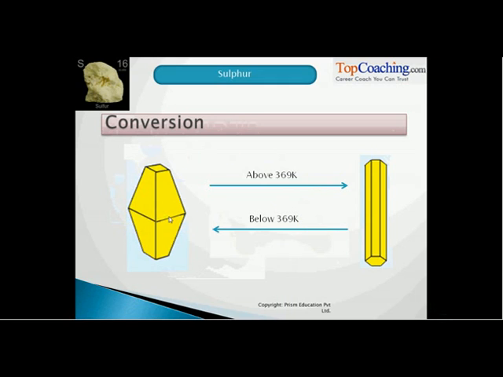So this rhombic sulfur remains stable only till a temperature of 369 Kelvin. Above that temperature, it gets converted into monoclinic sulfur. Similarly, monoclinic sulfur below 369 Kelvin gets converted into rhombic sulfur. So these are the interchangeable allotropic forms. And this 369 K is also known as the transition temperature.